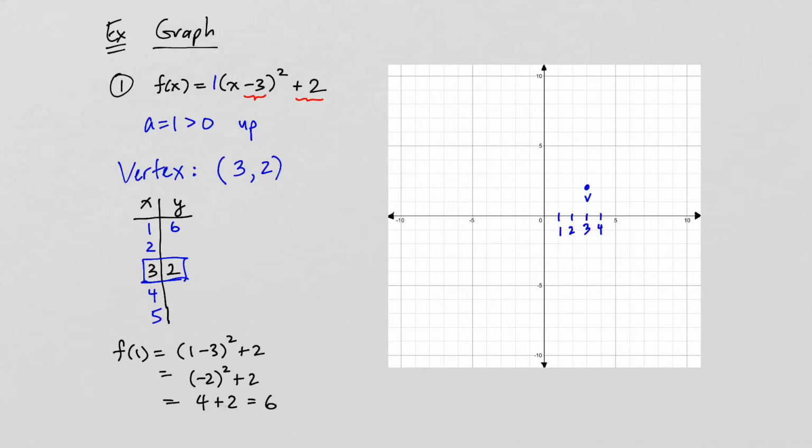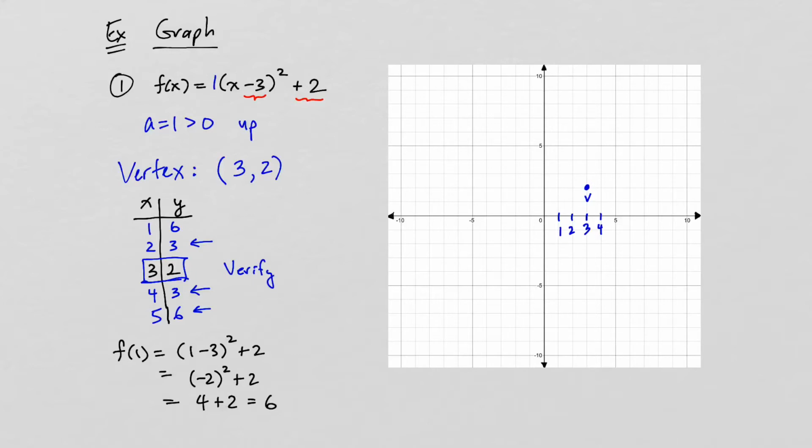So when you plug in 1, you get 6. Now, when you plug in 2, it turns out that you're going to get 3. When you plug in 4, you will also get 3. And when you plug in 5, you will get 6. And so you might want to verify those numbers to make sure that you understand where they are coming from.